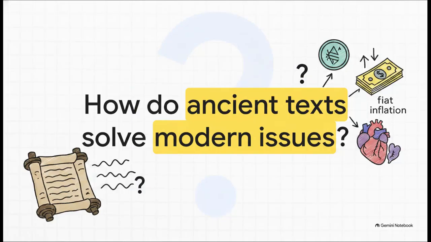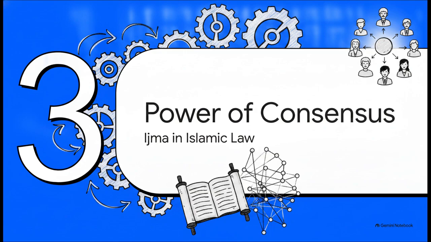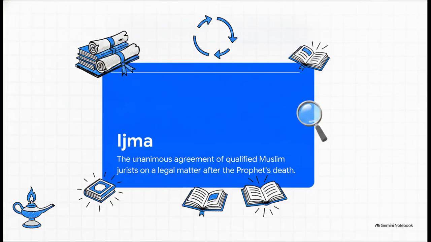But here is the ultimate question for literally any ancient legal code. What happens when society inevitably evolves? I mean, how on earth does a 7th century text address 21st century dilemmas like cryptocurrency, complex fiat inflation, or organ donation? Which brings us nicely to Section 3, the power of consensus. Let's see how this builds with our very first dynamic problem-solving tool.